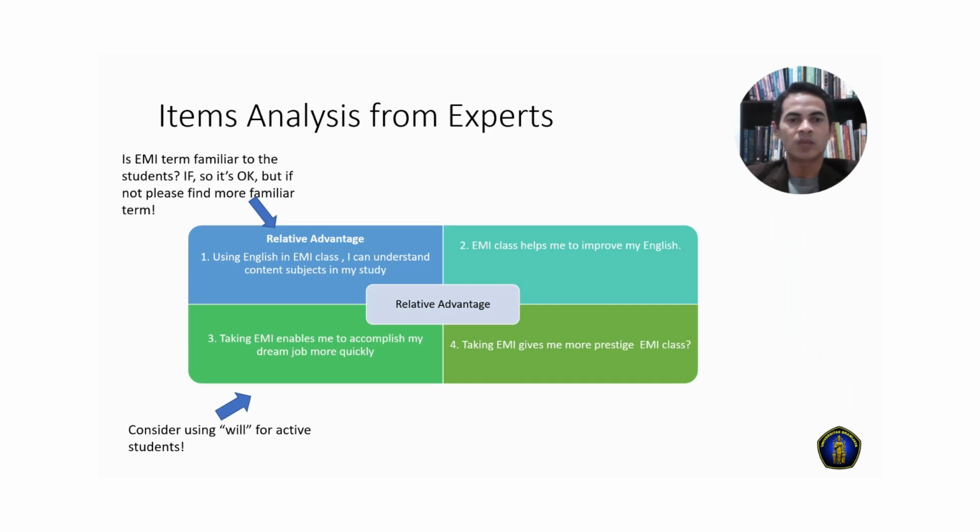Next, this is an example of the experts' validation. For example, in terms of the relative advantage, maybe the first question, using English in EMI class, I can understand content subjects in my study. So the expert gives some comments whether EMI is familiar or not to the student. So I think this is important to first define what EMI is. So I think this gives me an idea of how I should introduce or give the definition of EMI at the introduction of my skill.